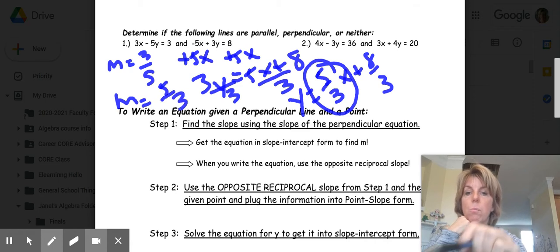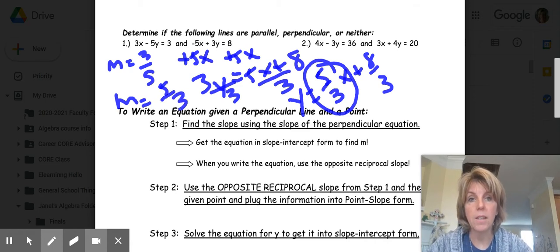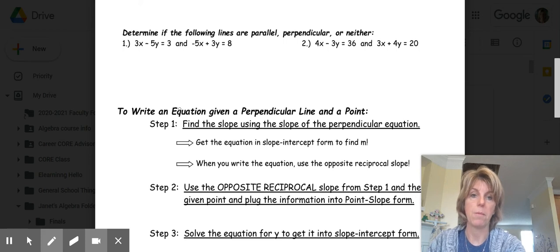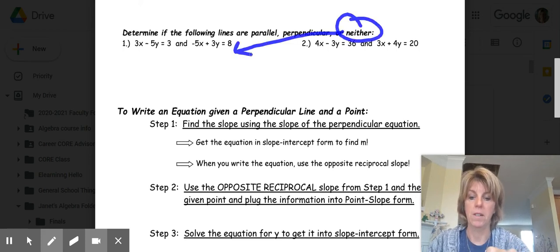So are those perpendicular? Well, they are reciprocals. They are the flip of the other, so they are reciprocals, but are they opposite reciprocals? They're not. They're both positive, so they're not opposite each other. So these lines are not parallel. They don't have the same slope. They're not perpendicular. They don't have opposite reciprocal slopes. So these are neither. The answer for this one would be neither.